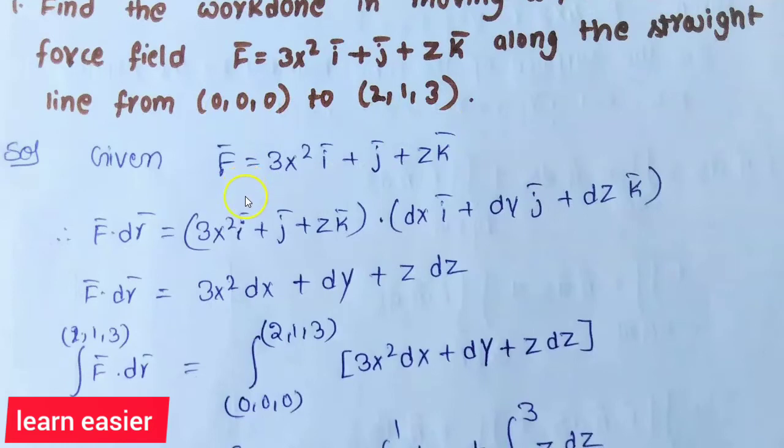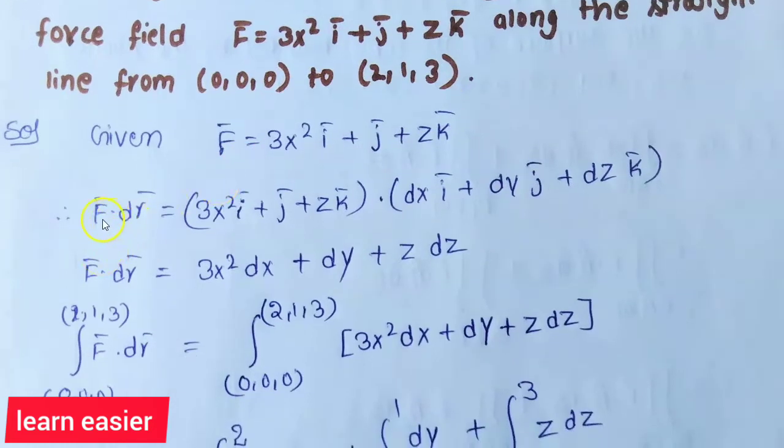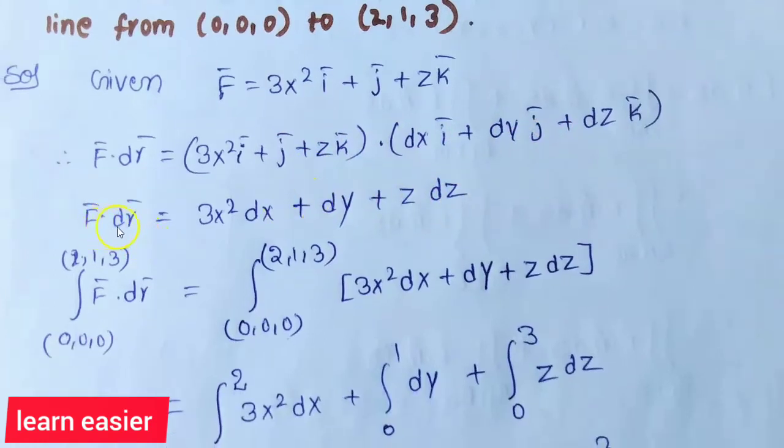So how can we calculate? Let's see. F bar dot dr bar is what? F bar, which is 3x square I bar plus J bar plus zK bar, dot dx I bar plus dy J bar plus dz K bar. After the dot product, we get 3x square dx plus 1 into dy, which is dy, plus z dz. So finally, F bar dot dr bar is 3x square dx plus dy plus z dz.